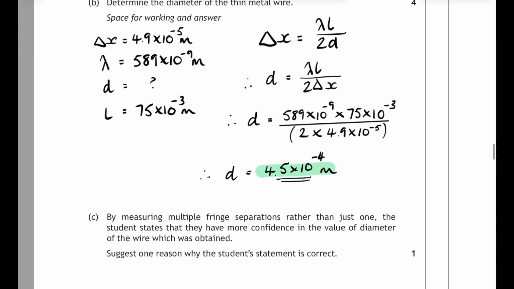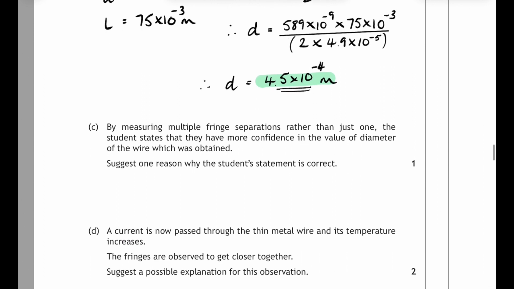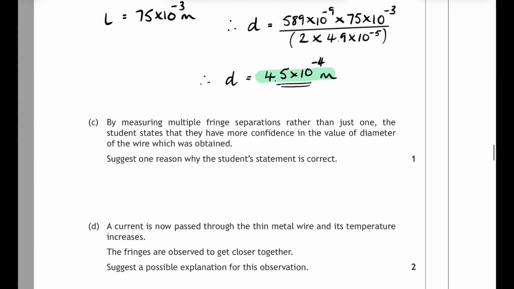Okay, moving on, part C. By measuring multiple fringe separations rather than just one, the student states that they have more confidence in the value of diameter of the wire which was obtained. Suggest one reason why the student's statement is correct.